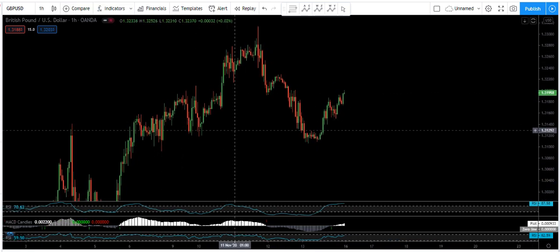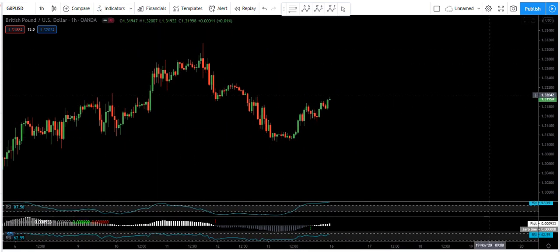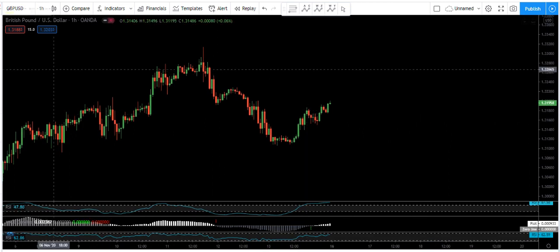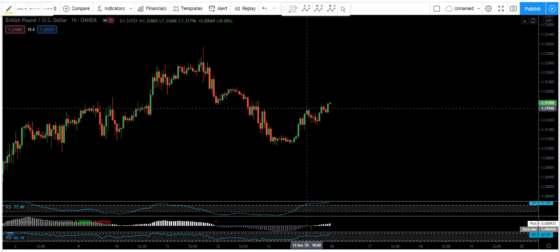Now we want to see how we can trade it. First of all, we talk about the possibility when the market opens, the possibility that what we have here repeats.